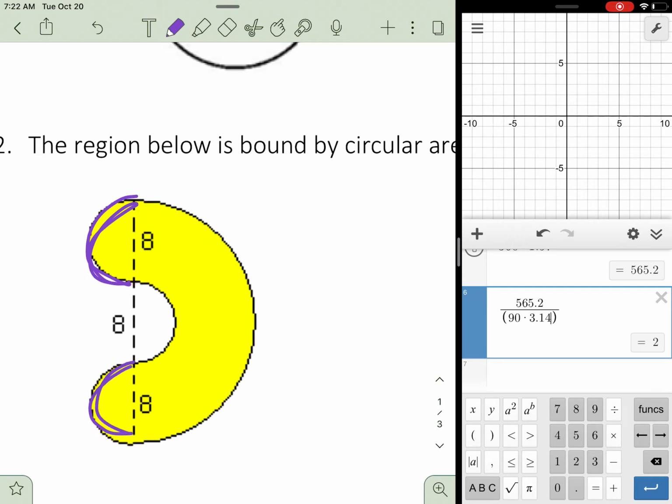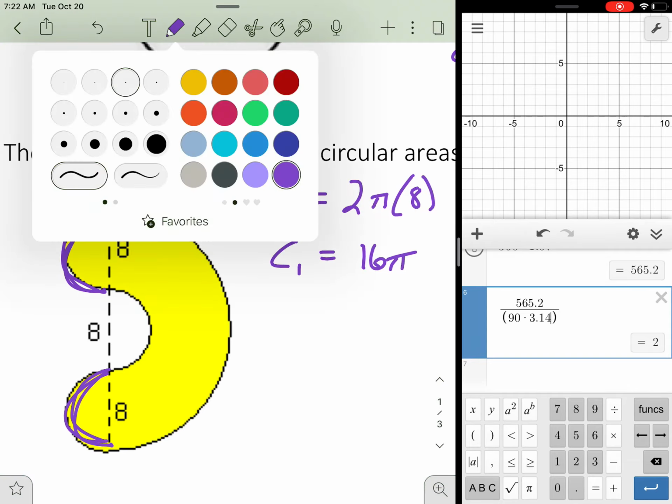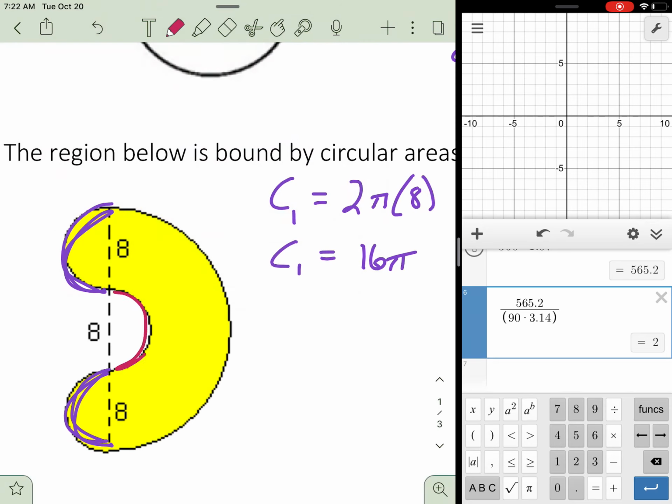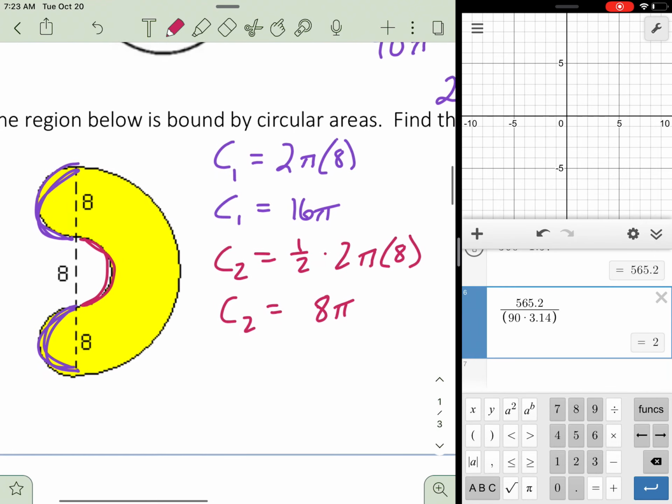1 is the purple put together since they have the same radius, is 2 times pi times 8. So circumference 1 is 16 pi. Okay, and that would be the 2 put together. Now if I'm looking here, I have this one. Well, that would be another circle that's very similar, only now it's only a half. So circumference 2 is half of 2 pi times 8. So circumference 2 is 8 pi, because half of 2 is just 1, so 1 times 8 is 8.